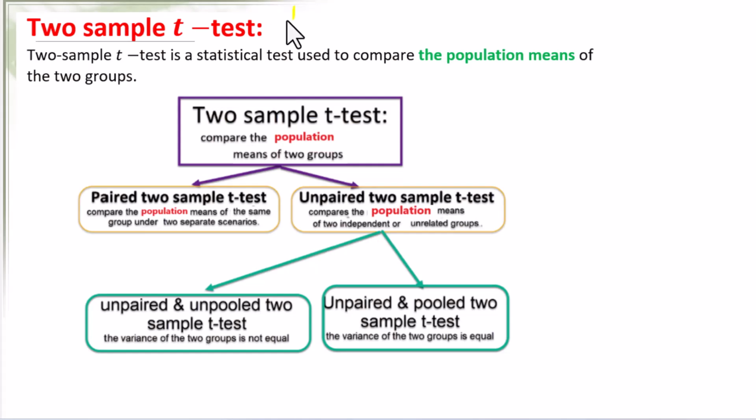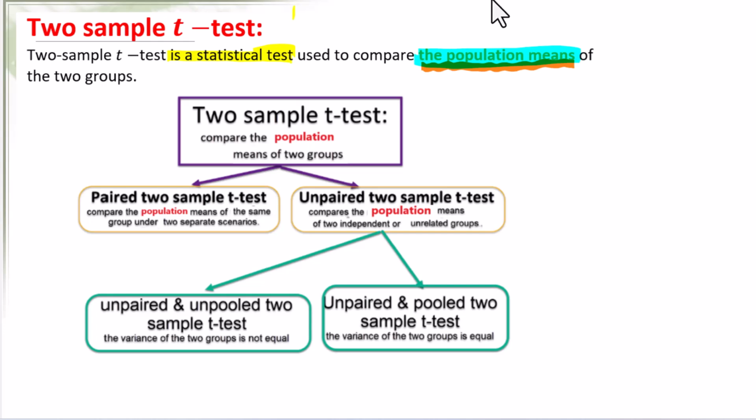This video is about two-sample t-test. Two-sample t-test is a statistical test used to compare the population means of the two groups. Keywords: population means of two groups.